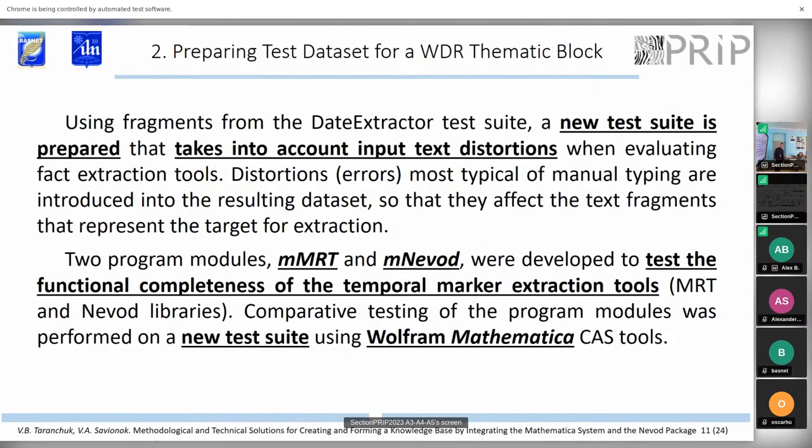And here we go, preparing the test data set. We took the initial 143 elements and processed them so that we distorted the initial input text and introduced some errors, some misspellings of the words, of course related to the dates, for example, day of the week name or month name. Then we took two modules. One module was implemented using the same MRT library, and the second one was created from the text search library Nevod. We took these two libraries and checked their completeness using this new distorted temporal marker extraction test data set. And all these things were performed using open Mathematica system tools.